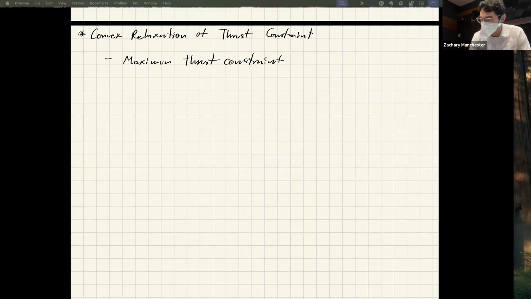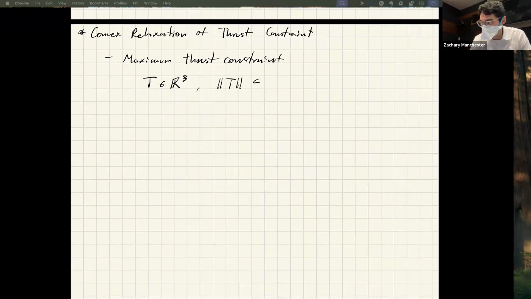So if I have a thrust vector in R3, the constraint is just that the norm of the thrust has to be less than or equal to some T max. So that's fine. That's the kind of thing we just saw. It's a ball.